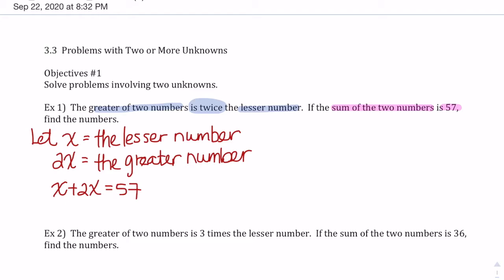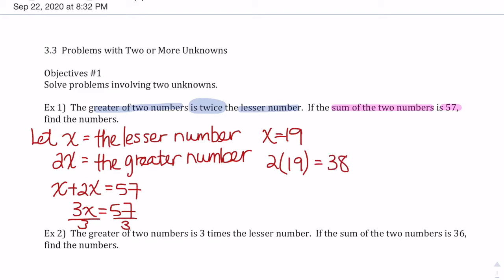Now when you combine like terms, that will give you 3x equals 57, and then divide by 3 on both sides, and x is going to equal 19. And then if you go back and look at it, the greater number is going to be 2x, so it's 2 times 19, and that's going to equal 38. So your two numbers are 19 and 38, and that's your answer.